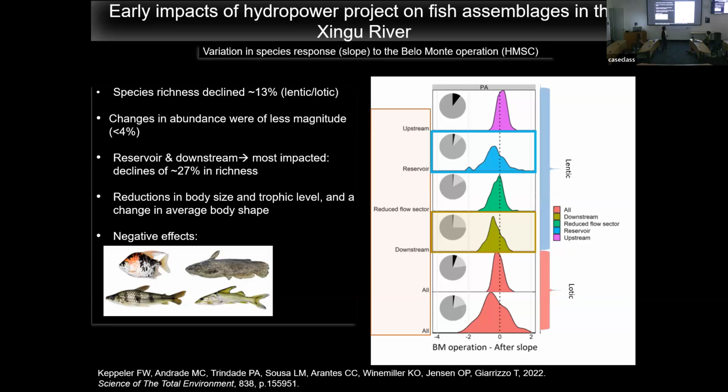So just a few years after the dam construction, 5 years after the dam construction was finalized and Belo Monte started to operate, we saw declines in yields. We also saw declines in richness, and in abundance of less magnitude, but still. And coming back to the land cover responses of fish, we are also seeing that species with certain combinations of traits are more vulnerable.